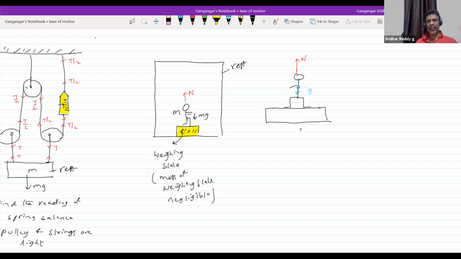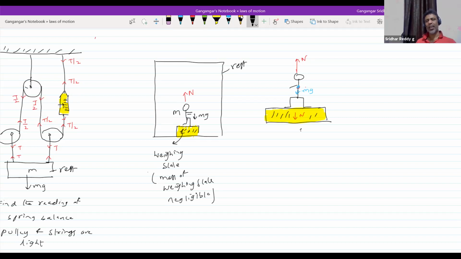So there's a weighing scale, no? So here, will there be any force acting on the weighing scale? Yes, no. So the weighing scale will be N. What is this N? The force exerted by the person on the weighing scale. So what should be the reading of weighing scale? The reading of weighing scale is what?